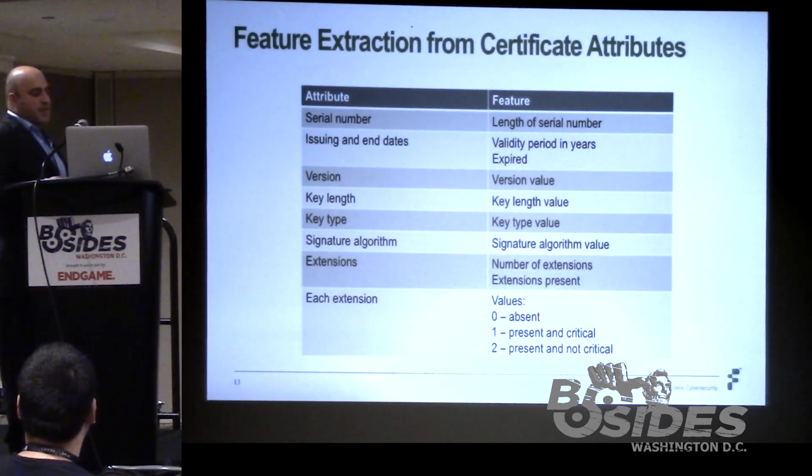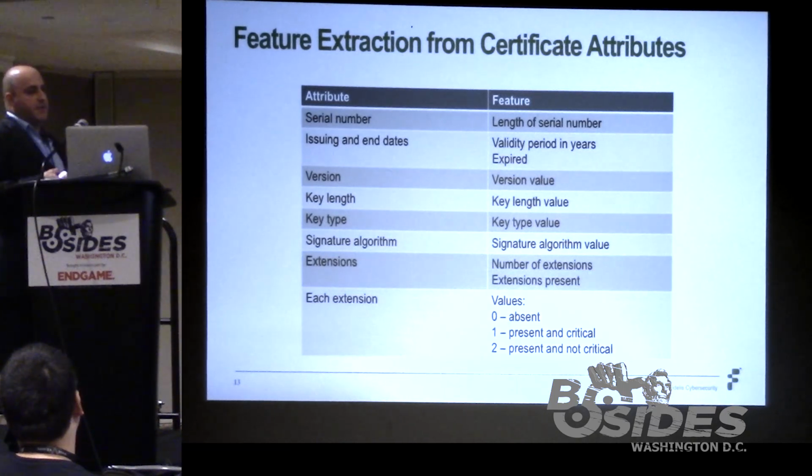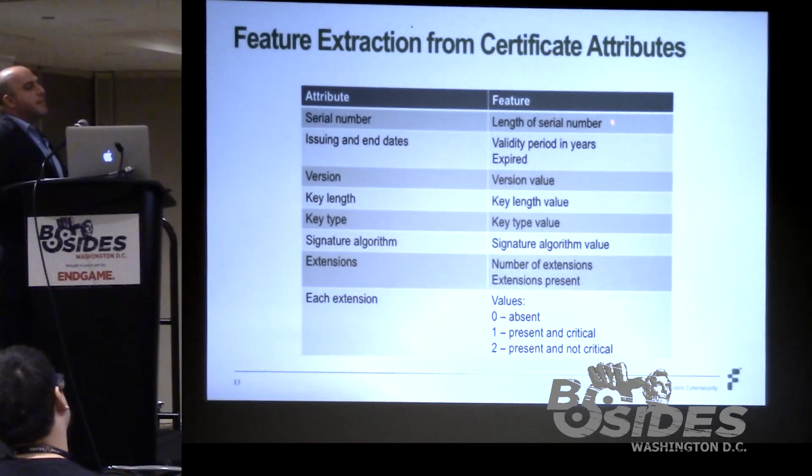We use the length of the serial number basically because there's a correlation between the certificate authority and the pattern between the length of the serial number. So there's some information there. Issuing and end dates, how do we use that? We use the validity period in years. Like the certificate we saw, it has a validity period of 12. So that's the feature 12. And whether it's expired or not.